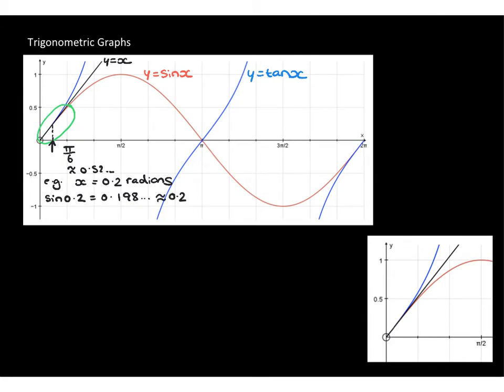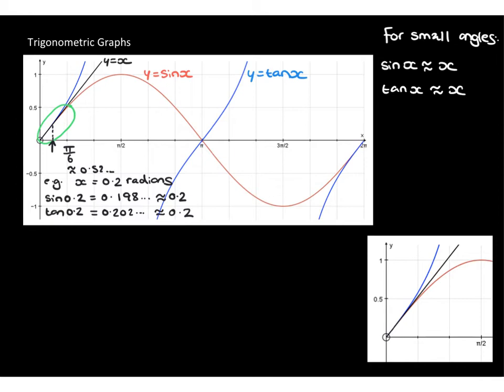So this is what I was talking about. Sine of the input value is approximately the actual input value. And what about tan of 0.2? Well, my calculator tells me that's 0.202, so that is approximately 0.2 as well. So what we know is that for small angles, and we will define what we mean by small a little bit later on, sine x is approximately equal to x, and tan x is also approximately equal to x.